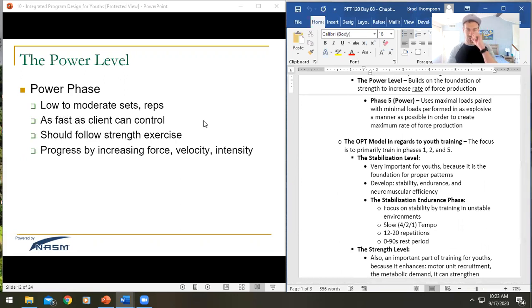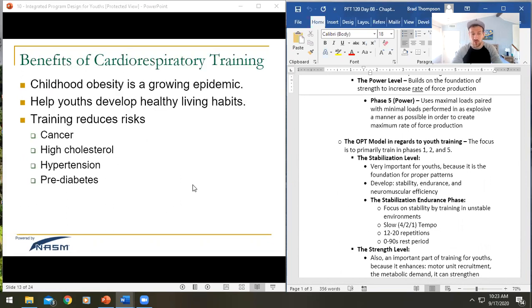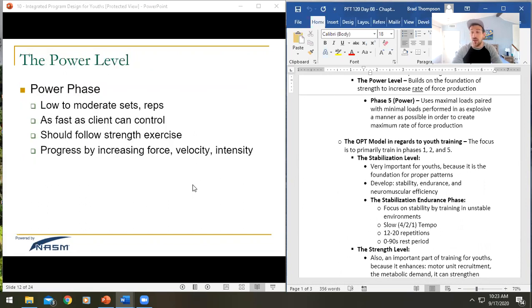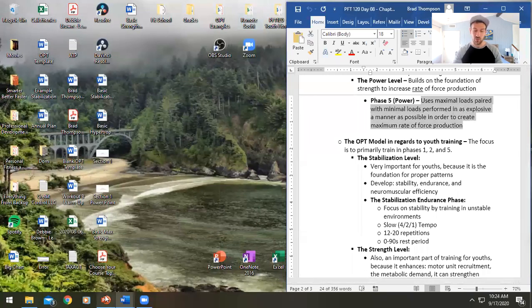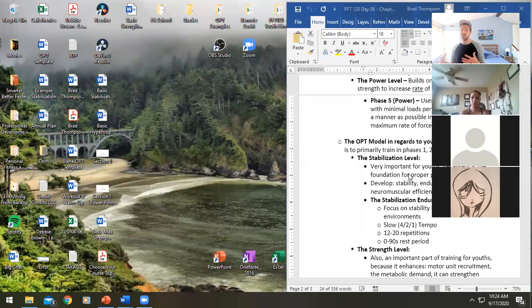So we're going to use low to moderate sets. We're going to go as fast as we can safely. And we should always follow our strength exercise with a power exercise. So the power phase is going to use maximal loads paired with minimal loads performed in an explosive manner, as fast as possible, in order to create maximum rate of force production. This is sometimes referred to as contrast sets, by the way. NASM doesn't call them that, but sometimes if you've ever seen that term before, a contrast set is a super heavy exercise paired with a super light exercise. There's a contrast between the two.